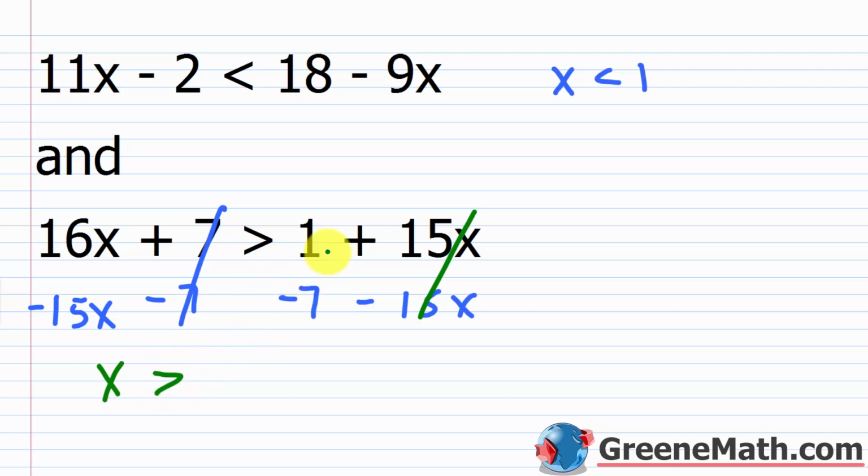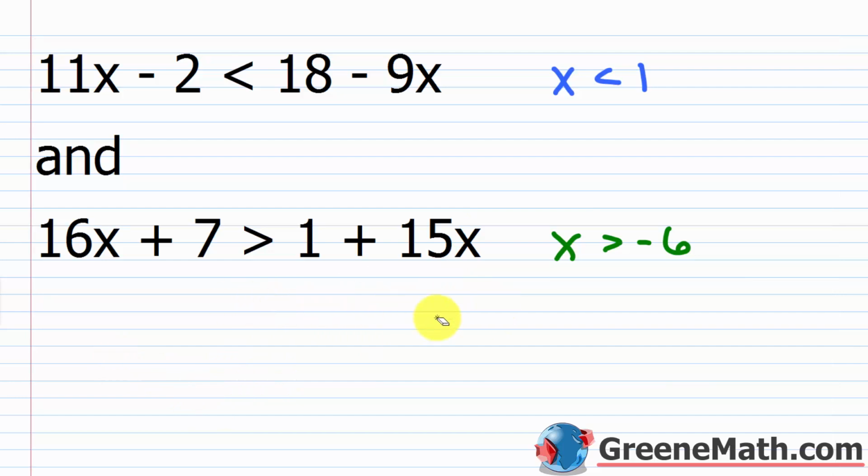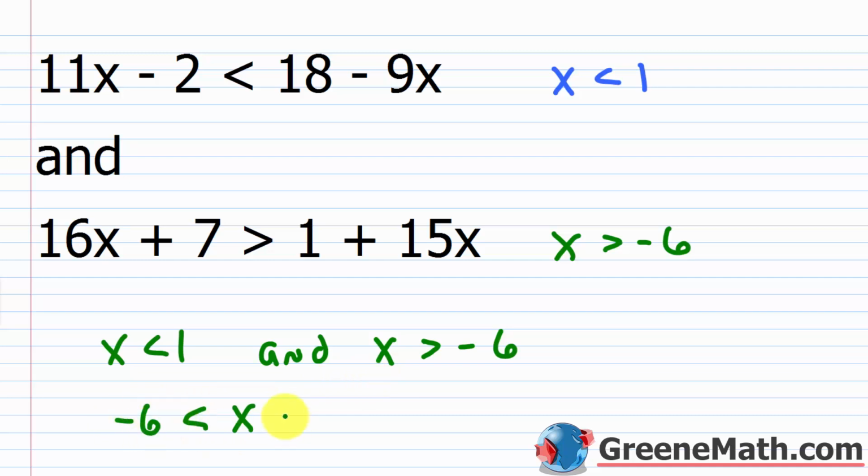This is going to be greater than 1 minus 7, which is negative 6. So we have x is greater than negative 6. And again, we have this keyword "and," so we're looking for the intersection of those two solution sets. x needs to be less than 1 and x needs to be greater than negative 6. You can think about this again by putting x in the middle and saying it's greater than negative 6 and less than 1. So it's between negative 6 and 1, not including either.